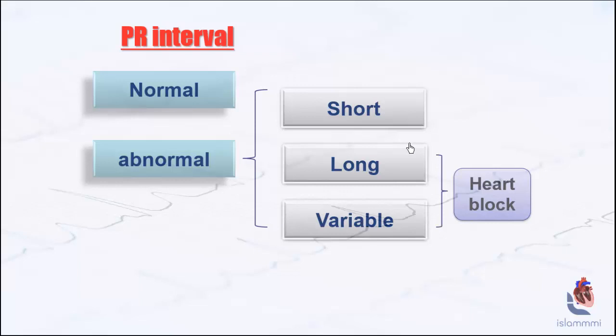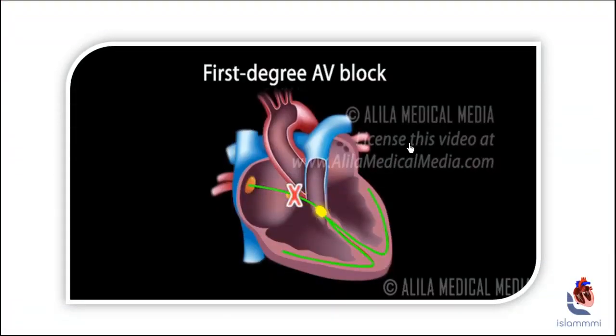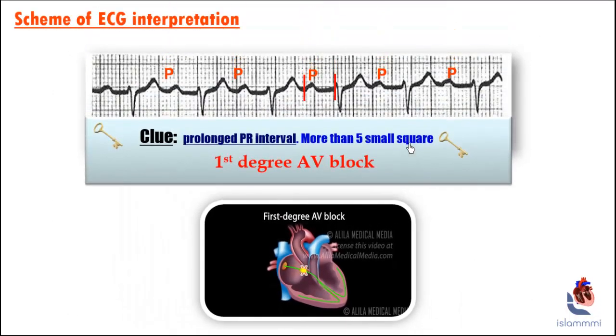So we have 3 different types of block: first, second, and third degree. Let's see how we differentiate between them. The first degree is very easy. It's quite the same as sinus. Instead of 5 small squares, it will be longer. The heart is normal, coming from the SA node to here. Instead of a slight delay, it will be a slightly prolonged delay. It's the same as sinus, but the PR interval is a little bit longer. If you measure here, how many boxes? 1, 2, 3, 4, 5, 6, and 7. As long as it exceeds 5, we have first degree.